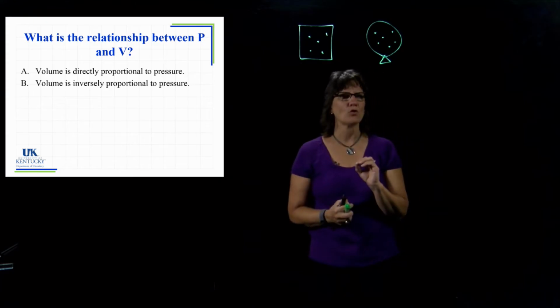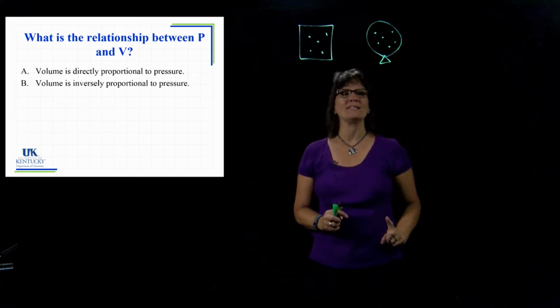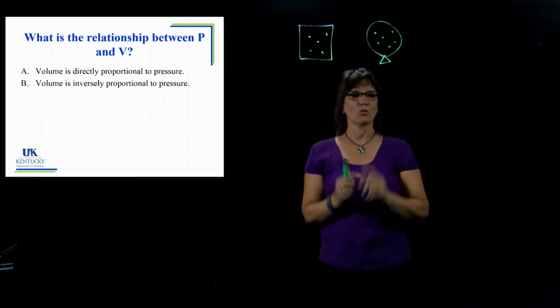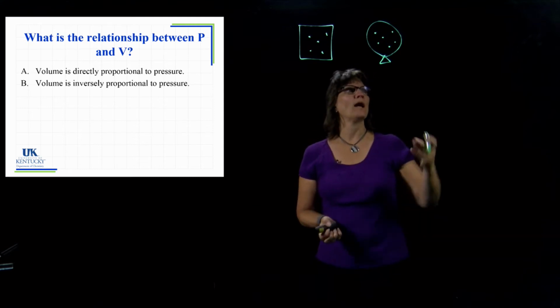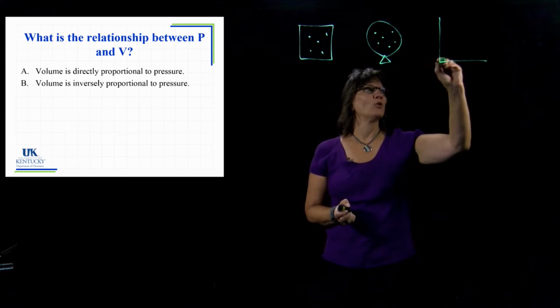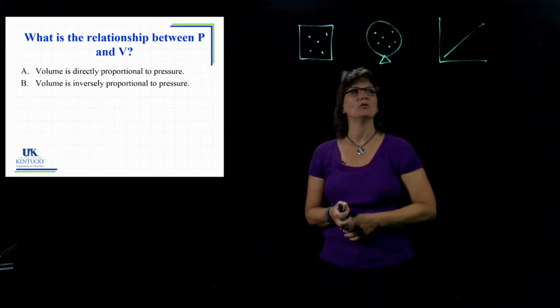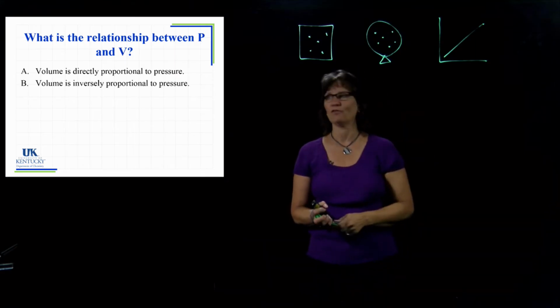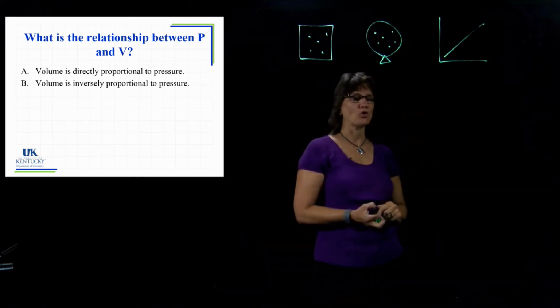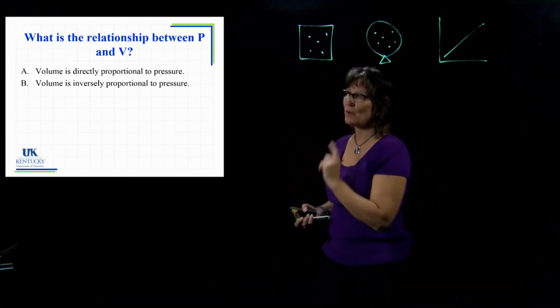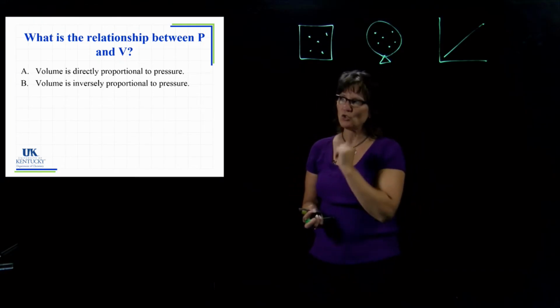What does directly proportional mean? Directly proportional means as one goes up, the other one goes up right along with it. That's directly proportional. When things are directly proportional, they will have a graph that looks like this, okay? As one goes up, the other one goes up the same in a nice linear fashion. Inversely proportional means as one goes up, the other one goes down, okay? So that would be inversely proportional. Think about it and choose A or B.